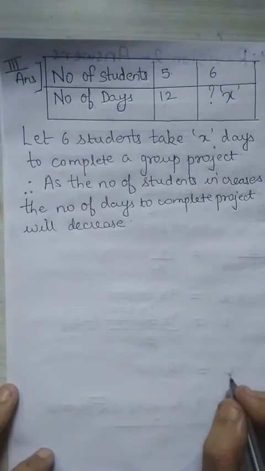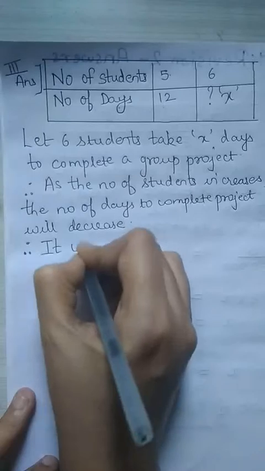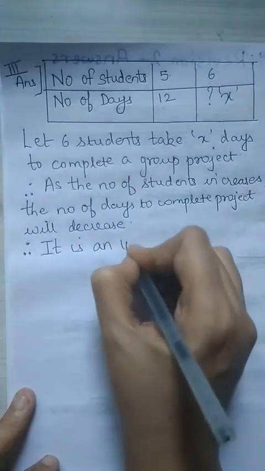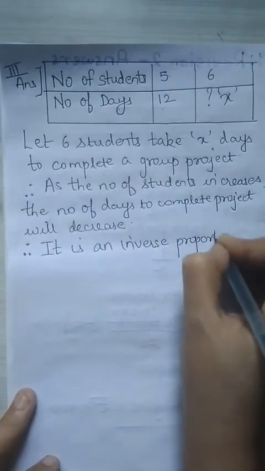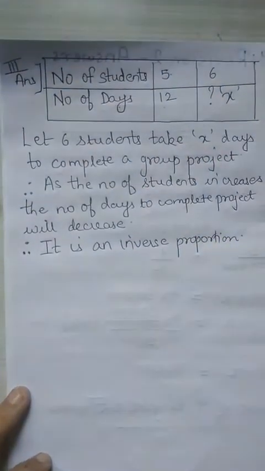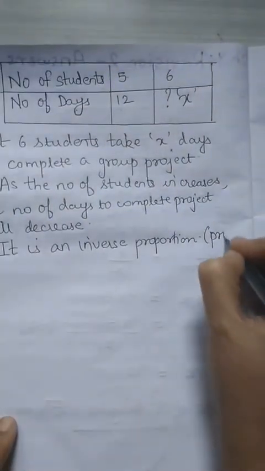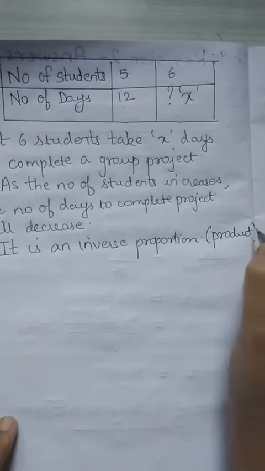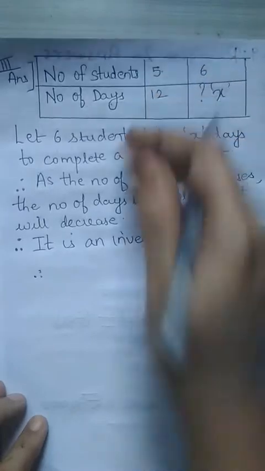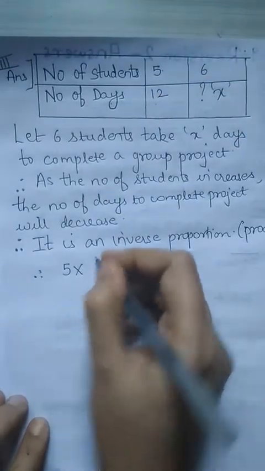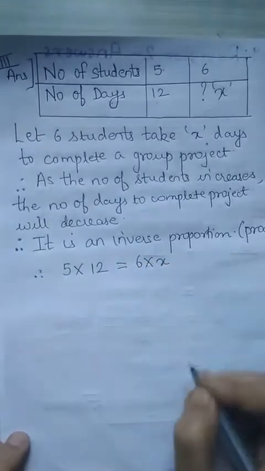So what type of proportion is this? Yes, very good. So you will write therefore it is an inverse proportion. Okay, it is an inverse proportion. Now for inverse proportion, what are you doing, girls? You are taking product. Very good. You will be taking product. Correct? That is, you were taking like this, this upon this. So you will be taking 5 into 12 is equal to 6 into x.